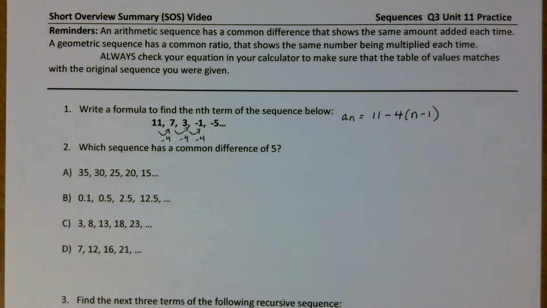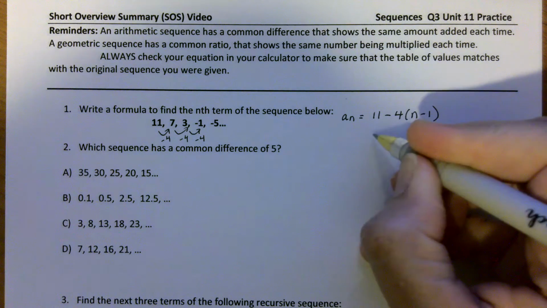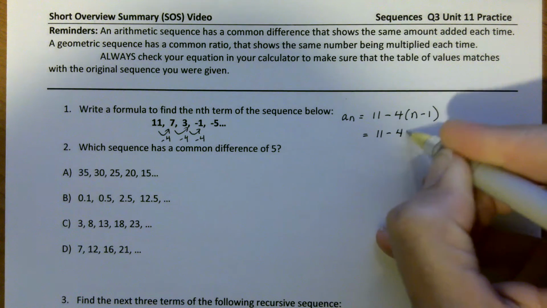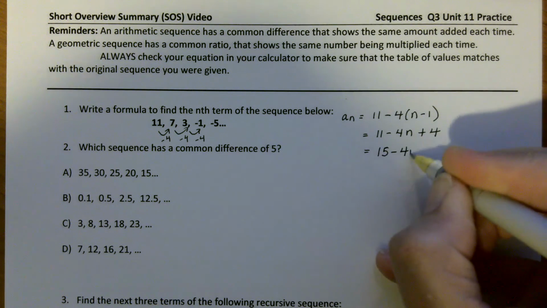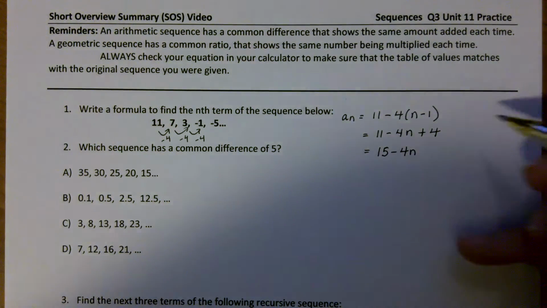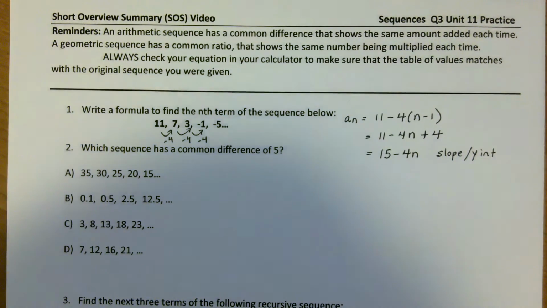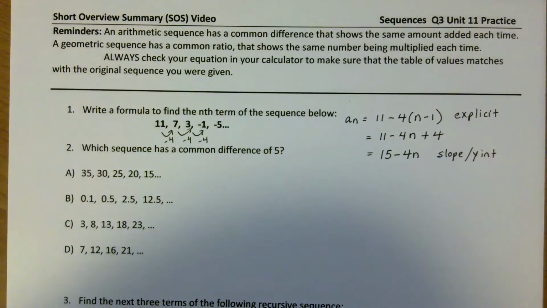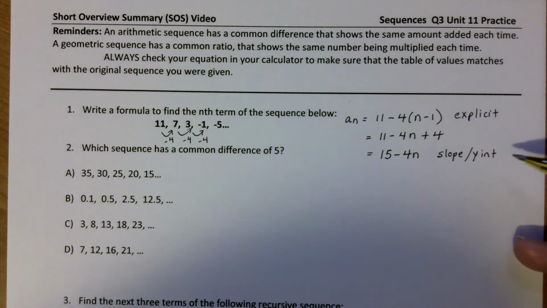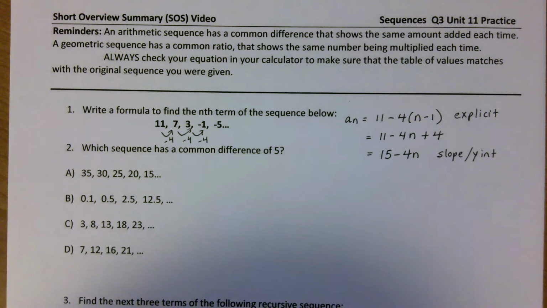Remember, if you simplify this, you could also get something that will represent this sequence as well. If I simplify this, I'm going to get 11 minus 4n plus 4, which is 15 minus 4n, which you should recognize as my slope-intercept form. Okay, this is my explicit formula. Both of them technically are explicit formulas. This is the one we usually see for arithmetic, but this one also is correctly representing this.